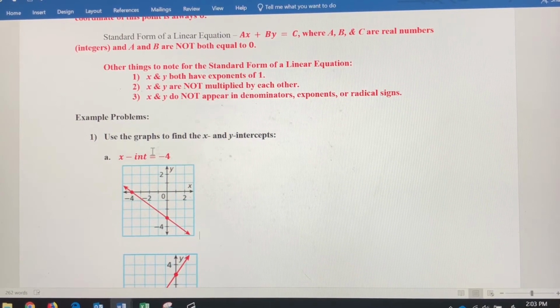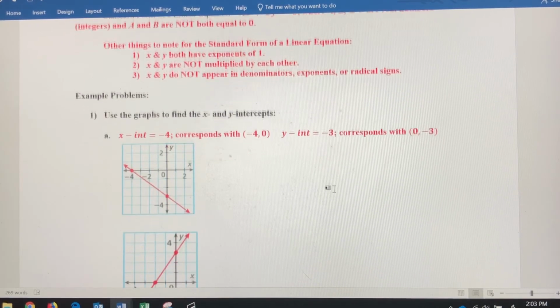We want to understand that the x-intercept is -4, but we also want to be able to write that as an ordered pair. Remember, the x-intercept always has a y-coordinate of 0, so the x-intercept of -4 corresponds with the point (-4, 0). Now look at the graph and see where it crosses the y-axis. The origin is here at (0, 0). We're going down, so y is negative: -1, -2, and -3. So the y-intercept is -3, which corresponds with the point (0, -3). Remember, the y-intercept always has an x-coordinate of 0.